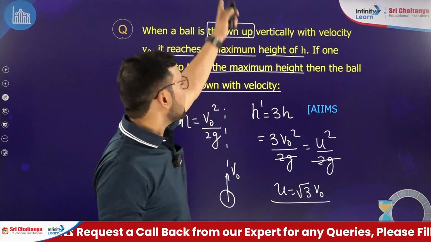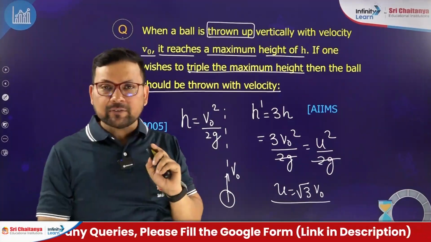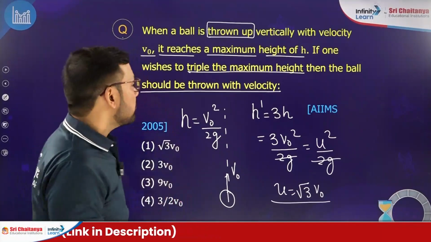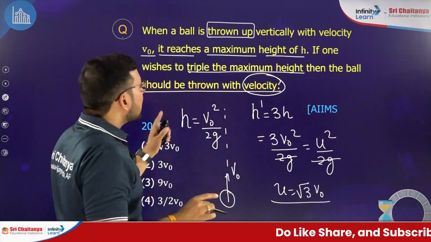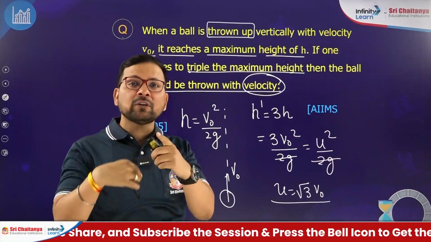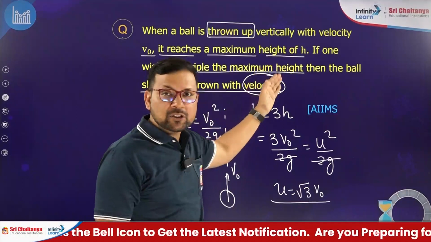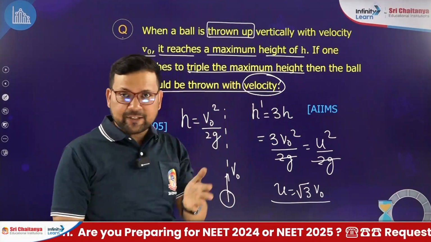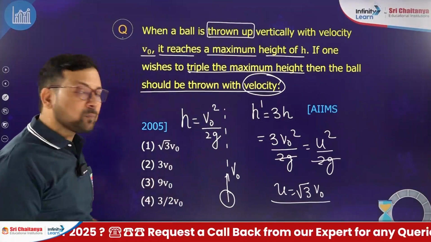Why is it coming positive? Because you're throwing up, so u has to be positive according to the normal convention, because upward is the positive y-axis. Moreover, this question is asking velocity, it is not asking speed. So a question might give you options on the basis of sign also, because velocity is a vector quantity. It can have a plus sign also, a minus sign also. When speed is asked, then always the plus magnitude. But if velocity is asked, here all options are positive, so it's very easy to pick.